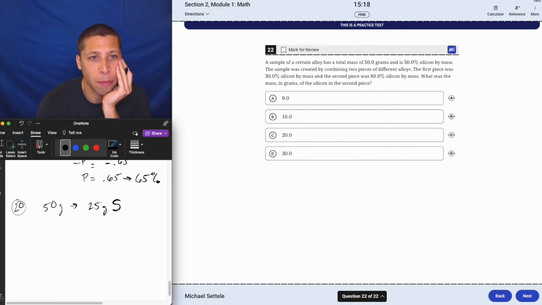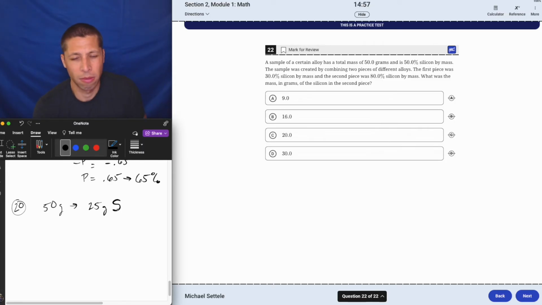The sample was created by combining two pieces of different alloys. The first piece was 30% silicon by mass, and the second piece was 80%. What was the mass in grams of the silicon in the second piece? So, I guess I could make an equation. I'm just wondering if I can guess and check here.